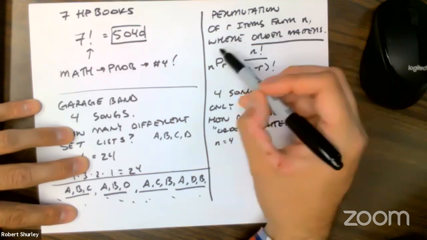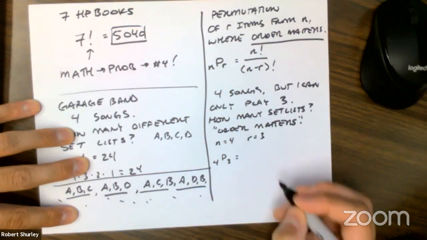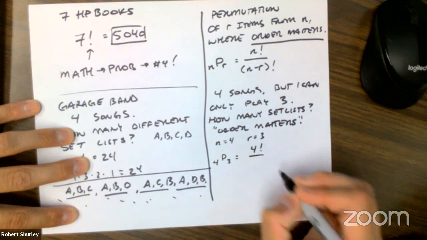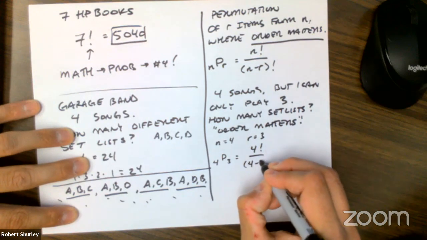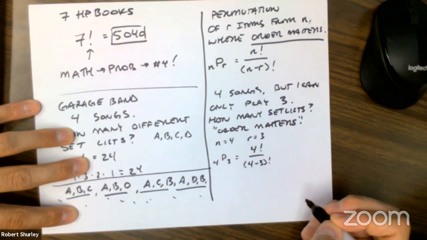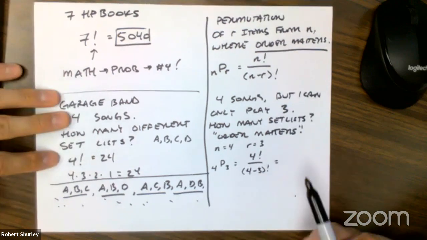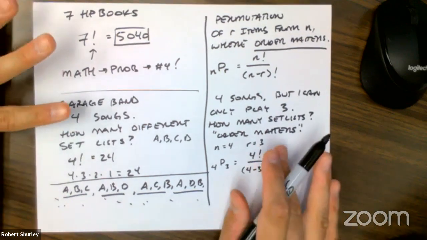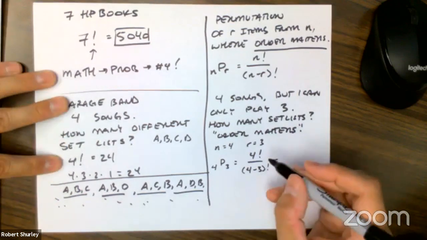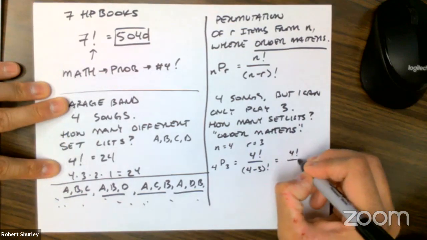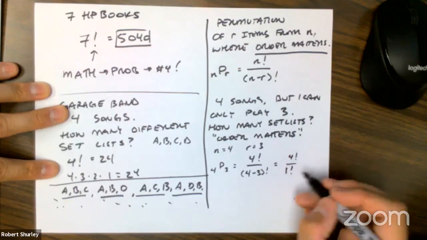Notationally, it looks like this: 4 permutate 3, and it's going to be 4 factorial over 4 minus 3 factorial. Oh, you know what? This was just a very big coincidence that it's going to be the same answer. Give me a break here. I'll give you an example where it's not. But notice this will be 4 factorial over 4 minus 3, which is 1, 1 factorial.